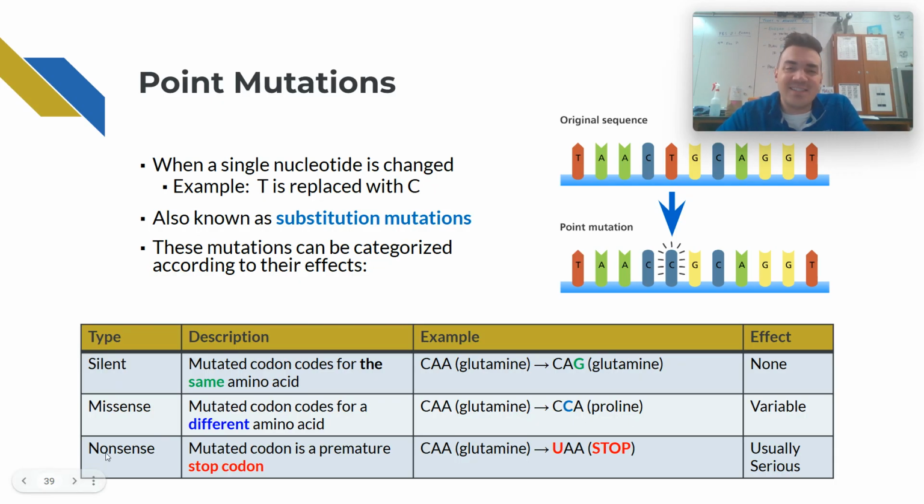Then we also have nonsense point mutations. A nonsense point mutation is where you actually take a codon and you change it to a stop codon. So if CAA in the mRNA becomes UAA, that's now a stop, and that's going to cut off protein synthesis, going to cut off that translation process in the middle of the gene.